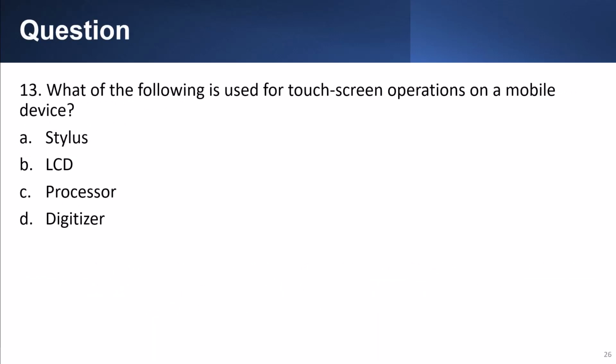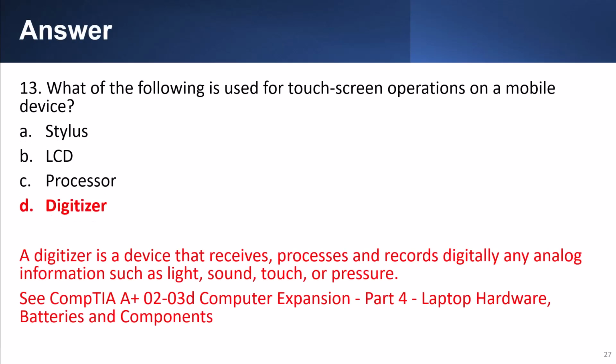Question 13. What is the following used for touchscreen operations on a mobile device? Answer: digitizer. A digitizer is a device that receives, processes, and records digitally any analog information such as light, sound, touch, or pressure.